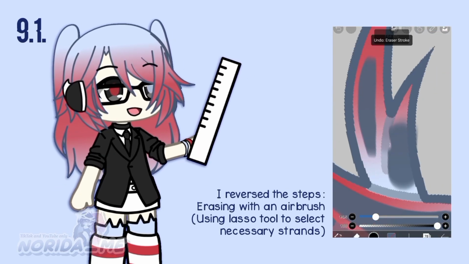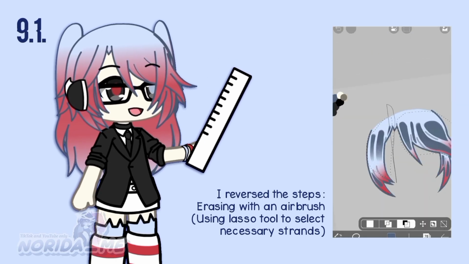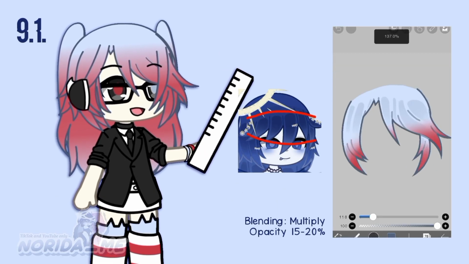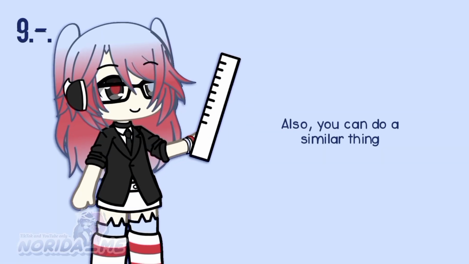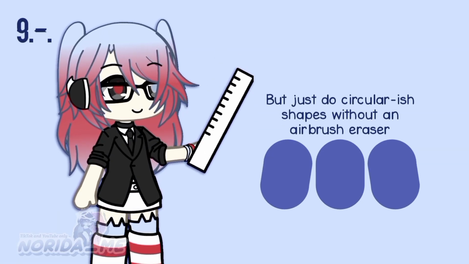Set it to multiply and, using any airbrush eraser you feel might be the best, erase the bottom part. It should look like there's a line, and lower the opacity to 15 to 20%. Also, you can do a similar thing, but just do circular shading without using an airbrush eraser.